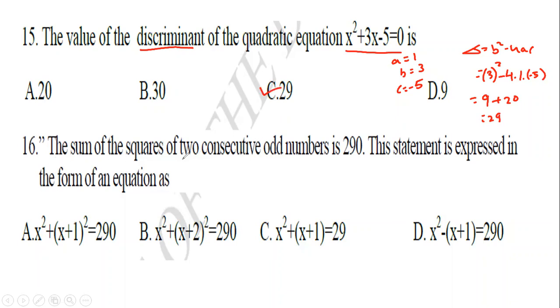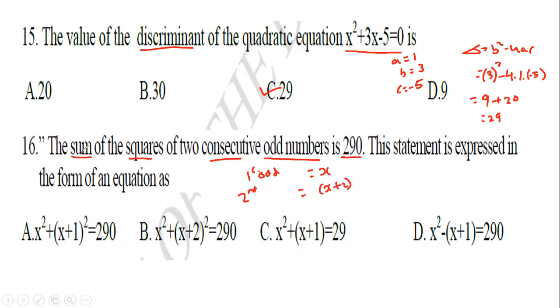Next, the sum of the squares of two consecutive odd numbers is 290. This statement is expressed in the form of an equation as. So the first consecutive odd number is x and the second consecutive odd number is x plus 2.